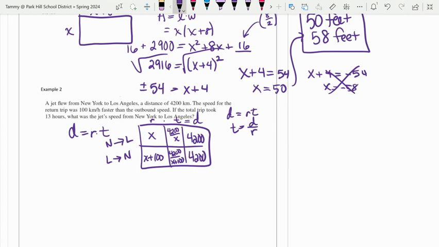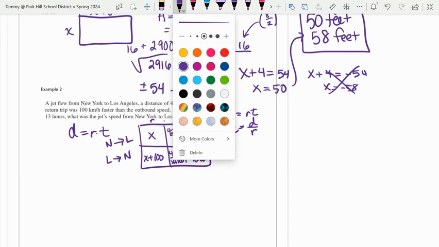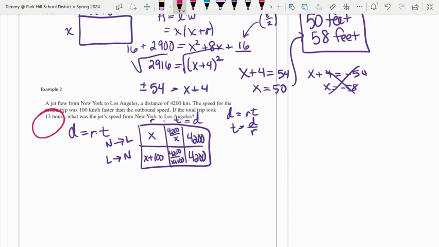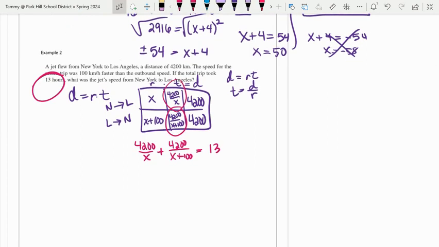Now we know the total trip is 13 hours. So we're going to incorporate that now into the equation. So we know then that 4,200 over x plus 4,200 over x plus 100 equals 13 hours, because the time here plus the time here has to be 13. And that's how you have to set these up. So now solving this equation, it's a little fun too. We have to multiply by our common denominator.